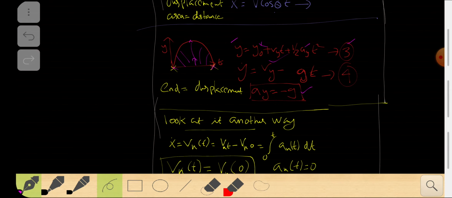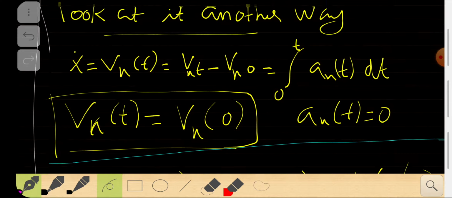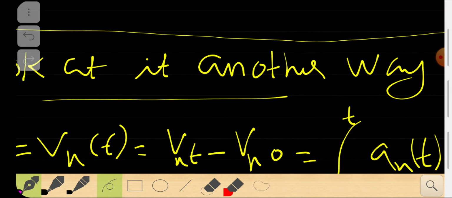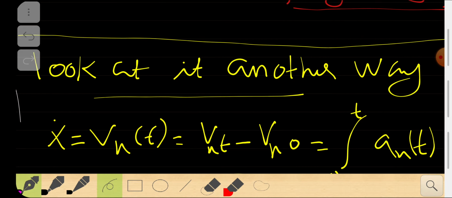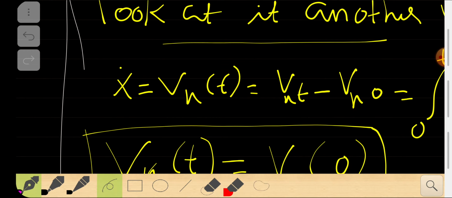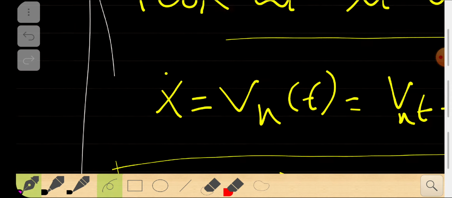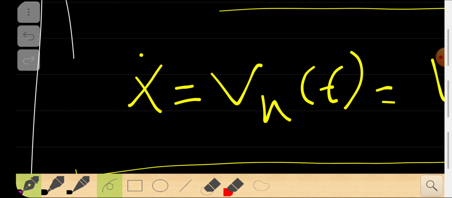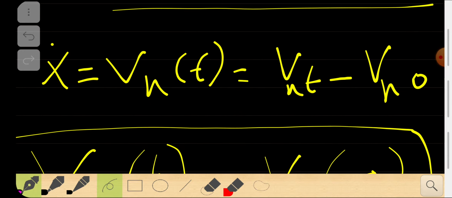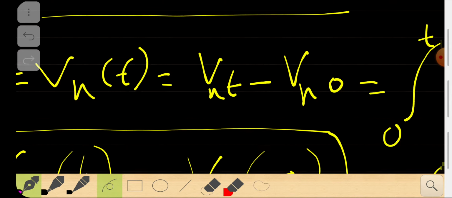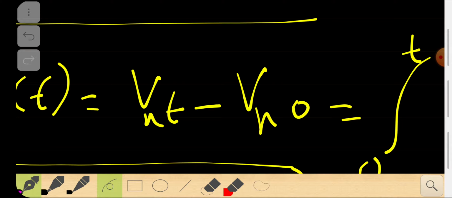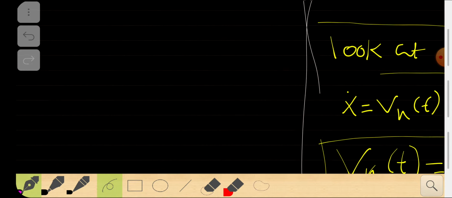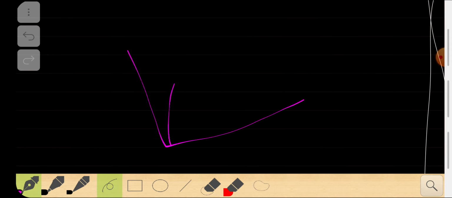So now I'm going to look at this thing in another way, from another perspective, which is something that we have done: the area under the graph using integration. So you can see that x dot will be vx times t, right? So it's the velocity, that is the differential of x with respect to time.